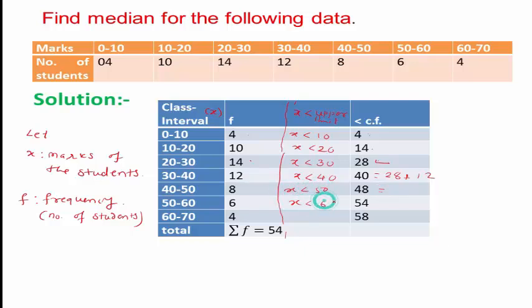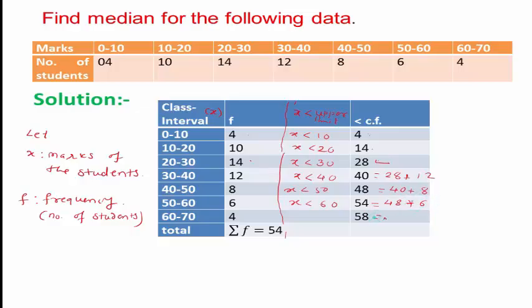Number of students having marks less than 60. How many students are there? This is 40 plus 8: less than 40 plus in between 40 to 50. Then the number of students scoring marks less than 60: less than 60 means less than 50 plus in between 50 to 60. That is, this 50 is equal to 48 plus 6.